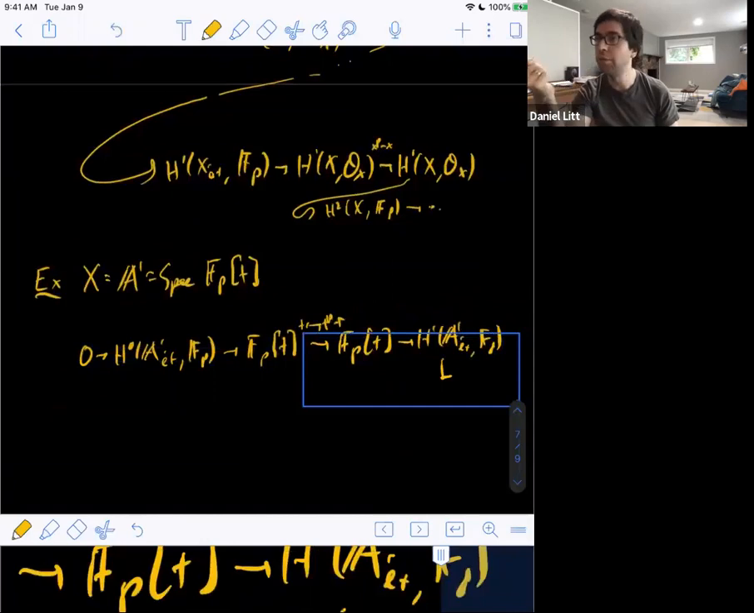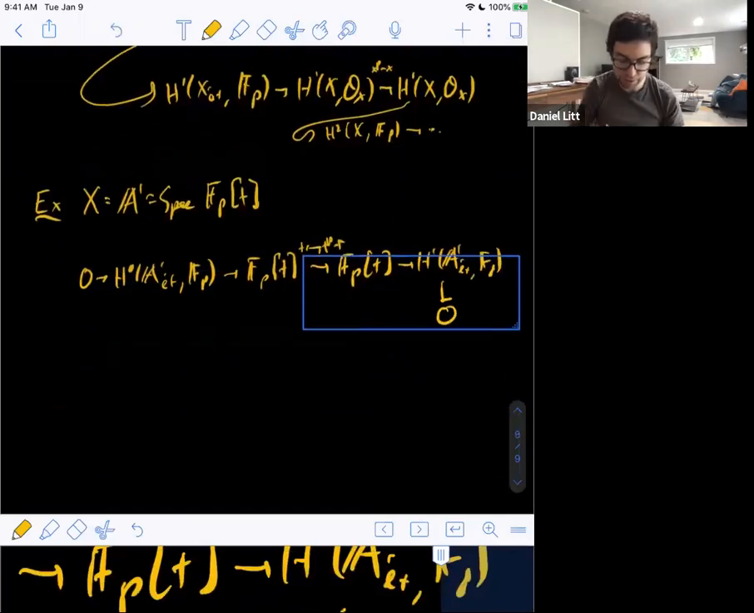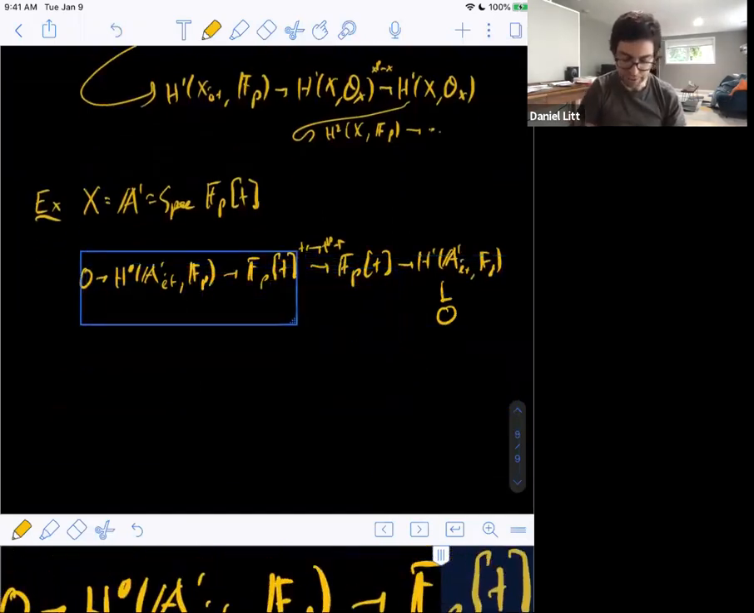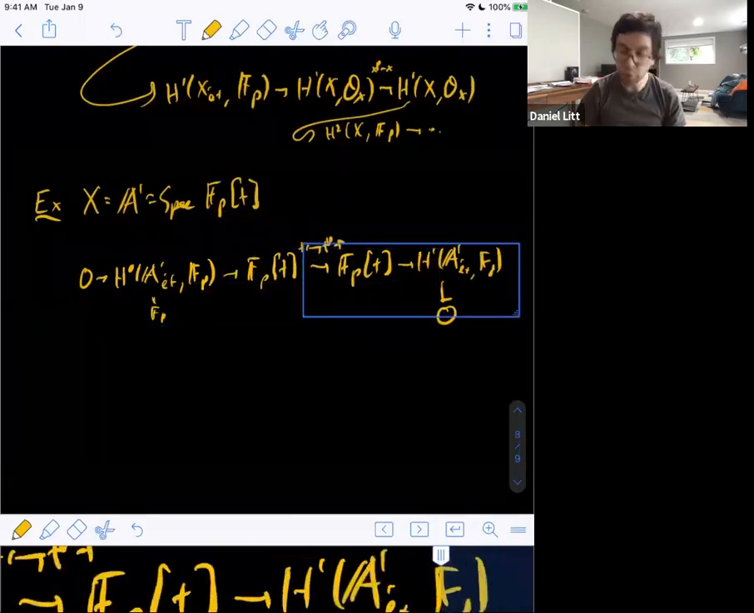So what's next is H^1 of A^1 with coefficients in O_X, which is what? 0. 0, exactly right. It's the cohomology of a quasicoherent sheaf on an affine. So what that tells us is that H^0 is the kernel of this map. That's just F_p. H^1 is the cokernel. Okay, and the cokernel is actually huge. So this is huge.